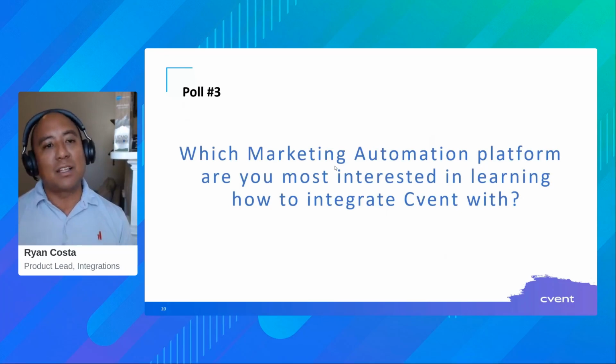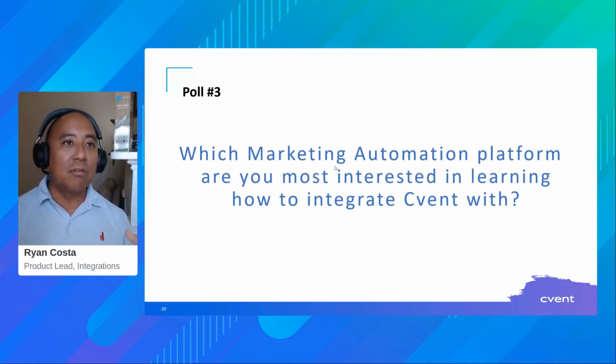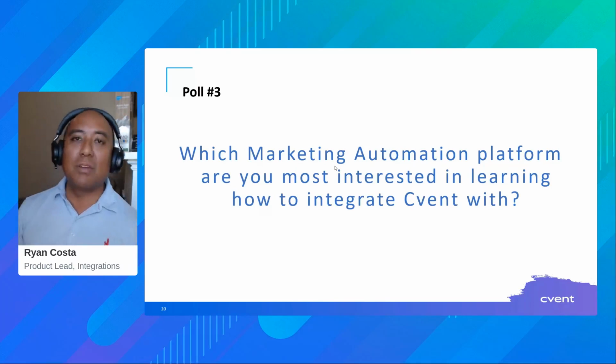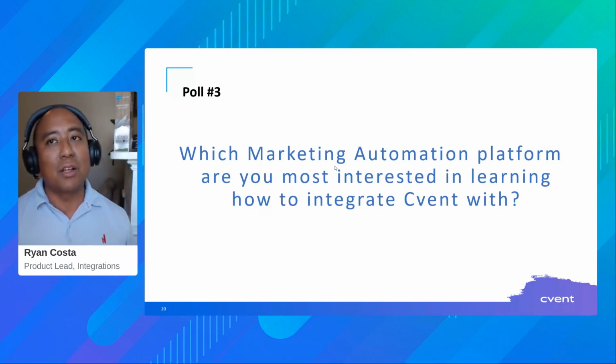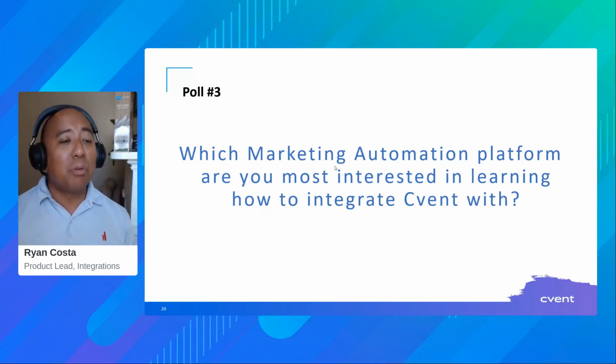Before we get to some of those next step options, I'm interested, we want to know, right? We have integrations with HubSpot, Salesforce, Marketo and Eloqua, who tend to be the largest marketing automation players. But in the poll right now, if you all wouldn't mind, let us know which marketing automation platform you're most interested in learning how to integrate Cvent with. I'll take a pause there and give you a moment to click on that poll button on the right-hand side and give us a response.